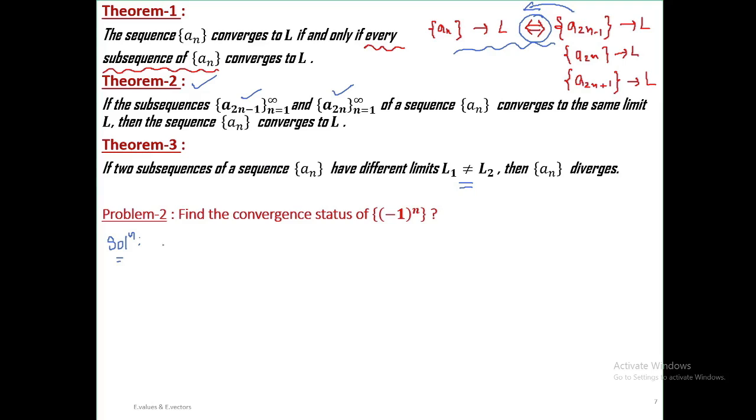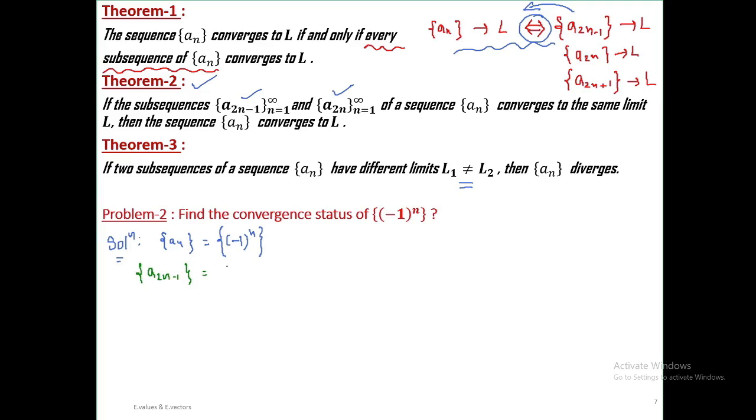That's what. So let us take the original sequence an is minus 1 raised to n. So this is the original sequence. Okay. Now I want the convergence status of this sequence. So before that, what I have to do is take two subsequences. So a2n minus 1.